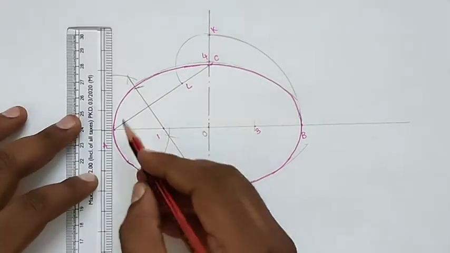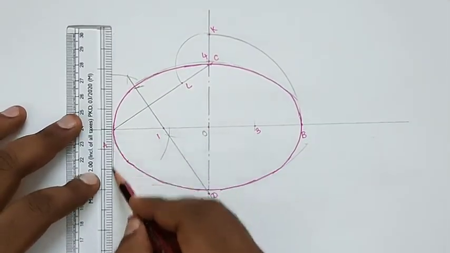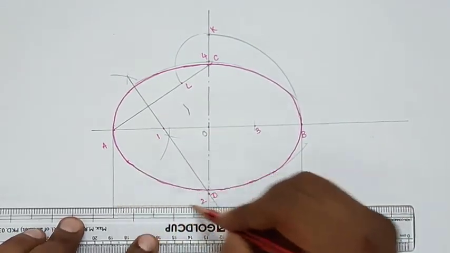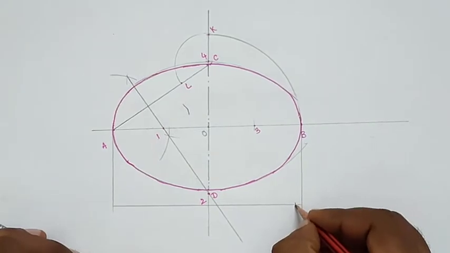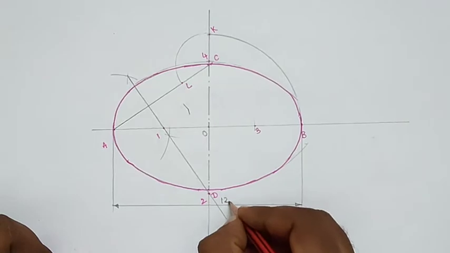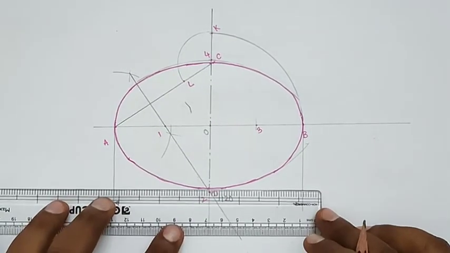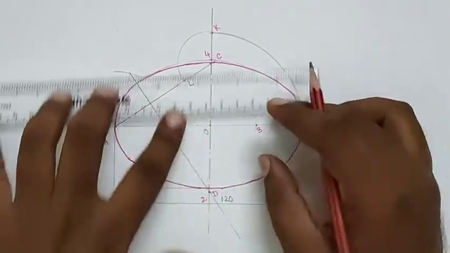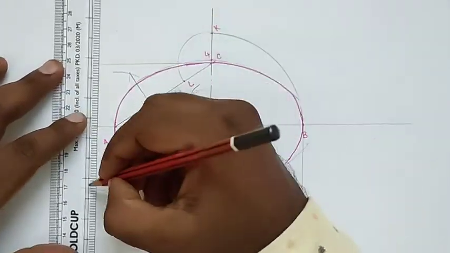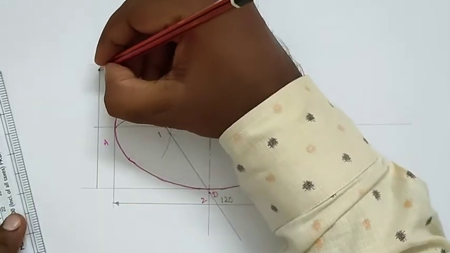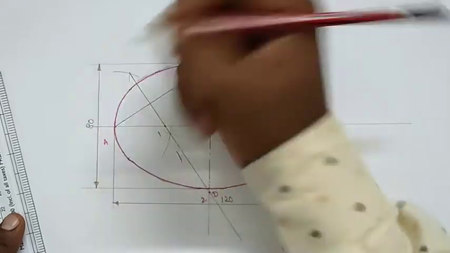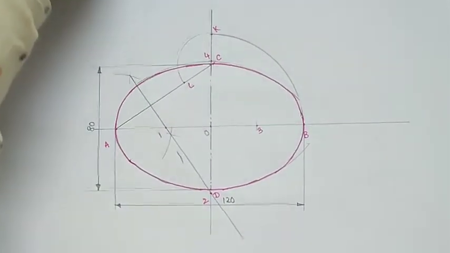After drawing the curve, we will give the notations and the dimensioning here. The major axis is 120 mm here. The major axis line length is 120, which is given in our problem. And the minor axis line length is given as 80 mm. So this is the 4 center method for constructing the ellipse.